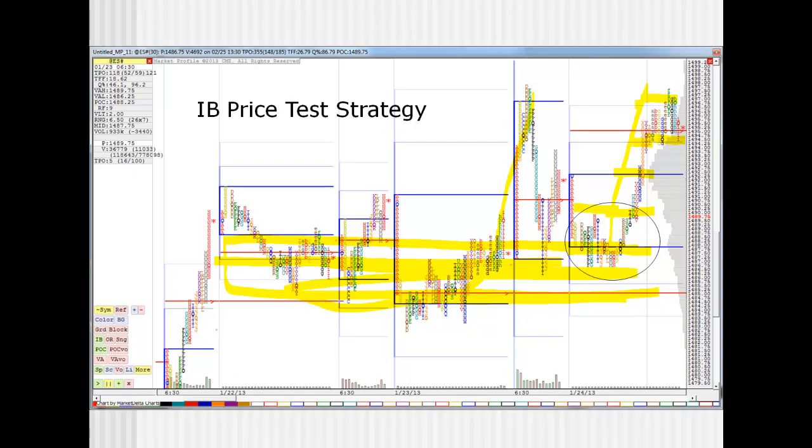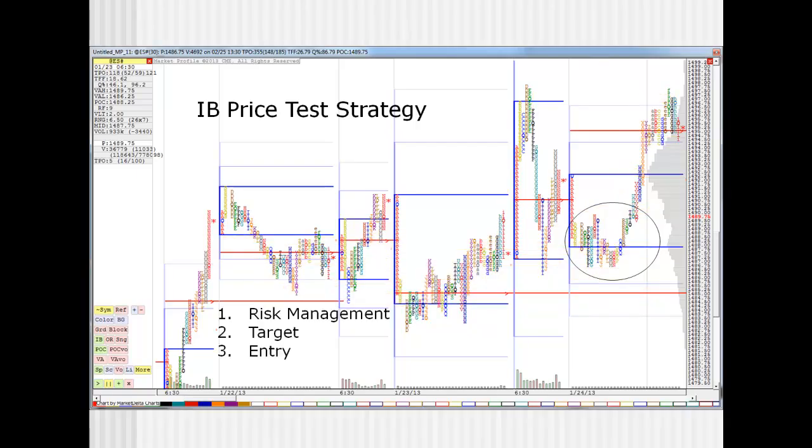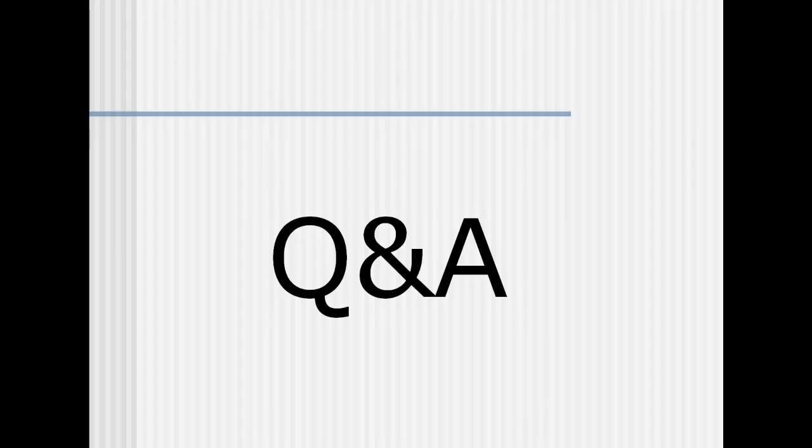All right, with that, I will conclude our lesson 7. Just to re-emphasize, the risk management, the target, the entry, same process, no difference at all for any of the different IBs. We've talked about it again and again. And now we will conclude and open the email for questions and answers.